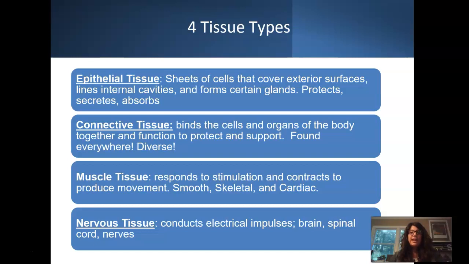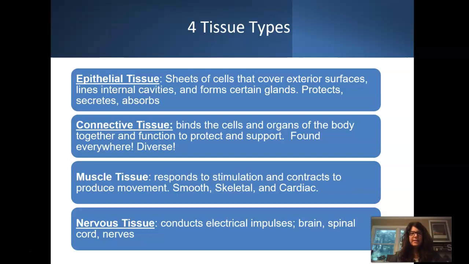Connective tissue is the second type. This is the most diverse category. This is going to include bone, blood, cartilage, adipose. So just thinking about those things, you can see how different they are. So it's a very diverse category. It's also the most abundant category. So we have more connective tissues in our body than any of the other 3 types of tissues. Their job is to bind the cells and organs of the body together, and they function to protect and support.